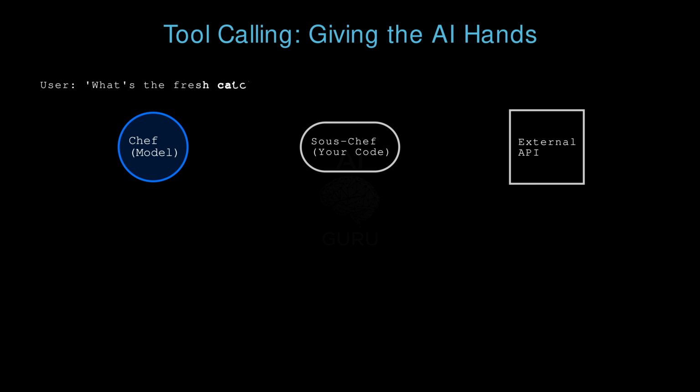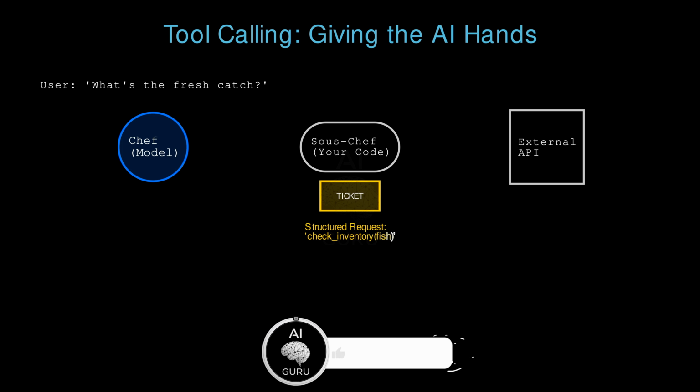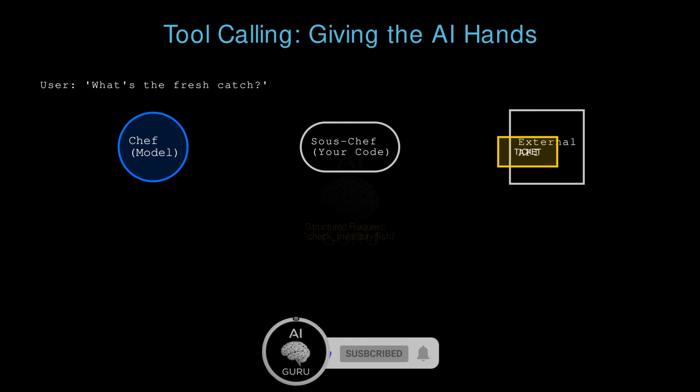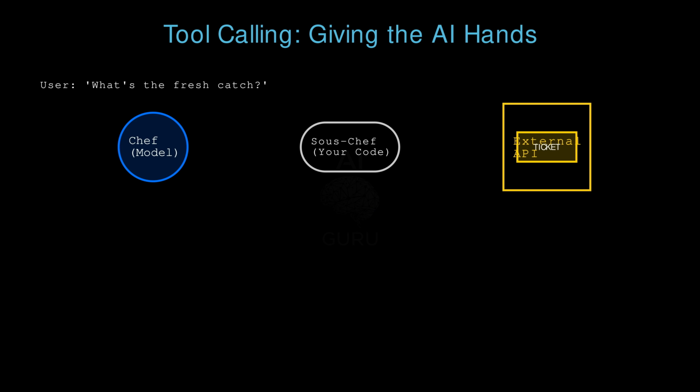This is the critical moment. The chef writes a ticket. A request. A ticket that says, check inventory, fish. And they hand that ticket to you, the sous-chef. And this is the part people get wrong all the time. The model, the chef, does not run the tool. The chef doesn't run down to the docks. I cannot stress this enough. The model generates text. In this case, structured text that looks like a function call. It pauses and hands that request back to your code.